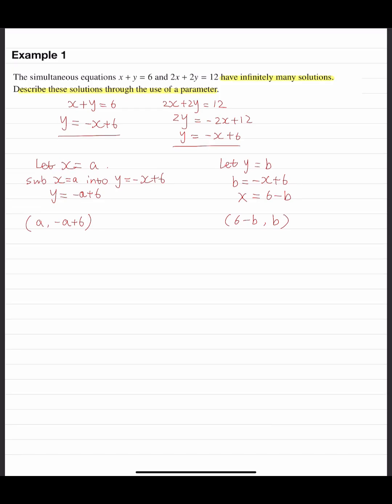Lastly, for this one, don't forget to describe what a and b are. Like, what type of numbers can we choose? So we can say here, a is a real number. Here you can say b is a real number.